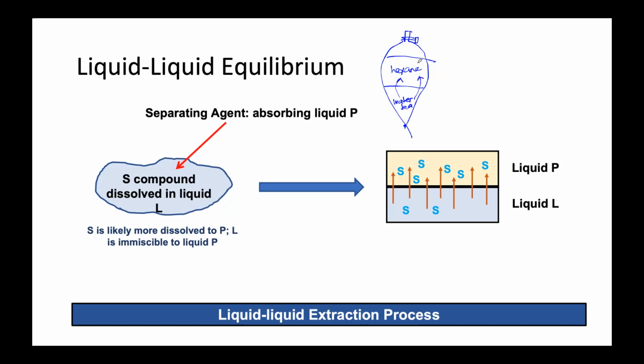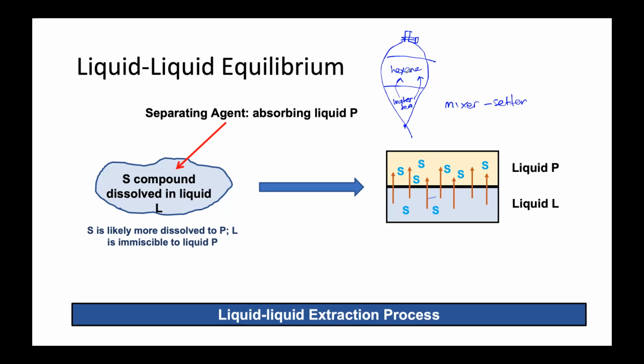Okay, so that's why in extraction we call it mixer and settler. So we have to mix them. Those two liquids will mix together, and there is a contact between liquid L and liquid P. During the contact, the solute will transfer from liquid L into liquid P, and after that we settle them.